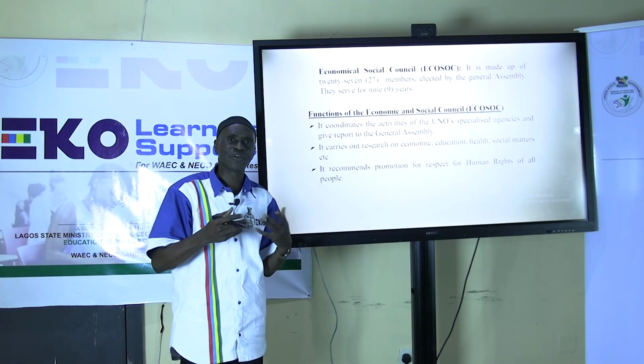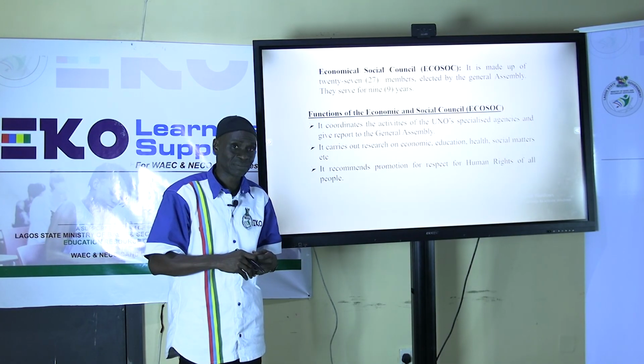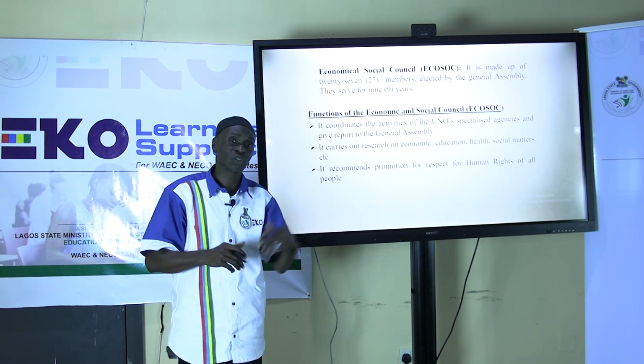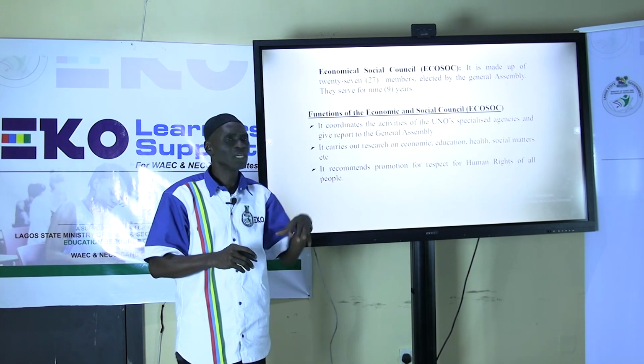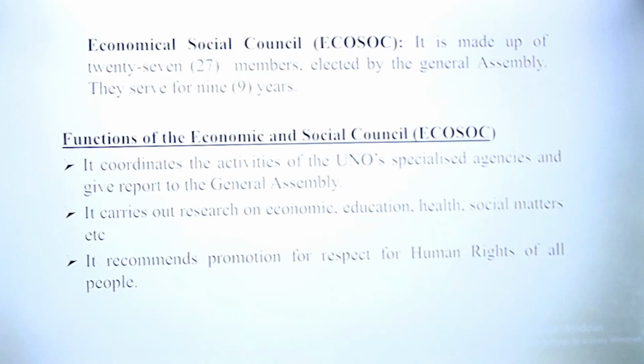We have FAO, the Food and Agricultural Organization, and so on and so forth. In fact, we have the World Bank and the IMF, which give loans to countries of the world. These are specialized agencies of affairs. Whatever they do, they give their reports on a yearly basis, and these reports go through the ECOSOC to the General Assembly.